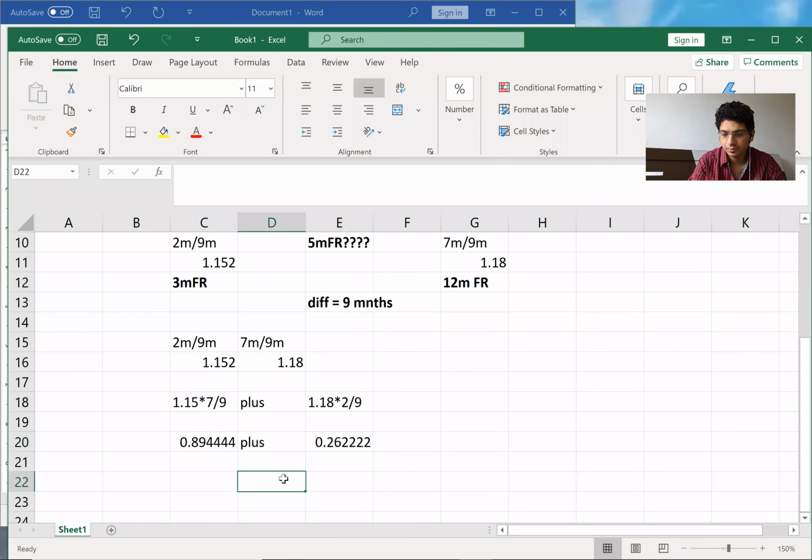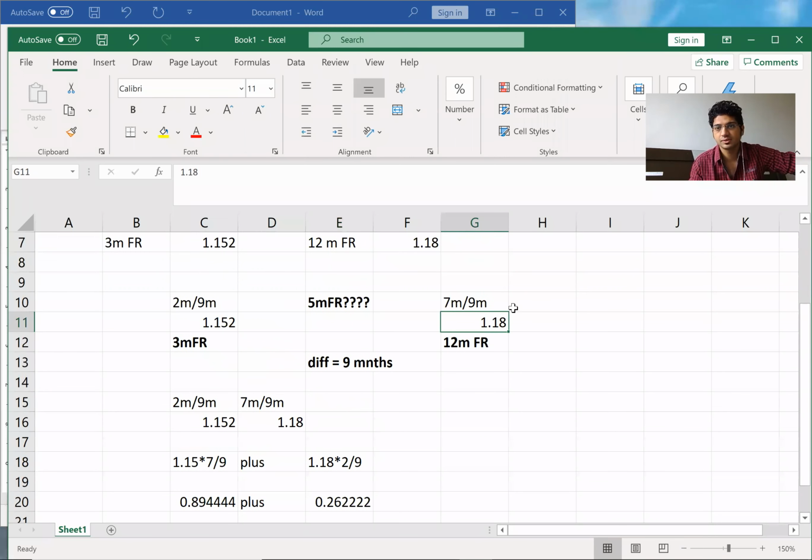So my total will be this amount plus this amount. So 1.1567, 1.156. It should be between 1.152 and 1.18. Correct? So my 5-month forward rate will be 1.156.